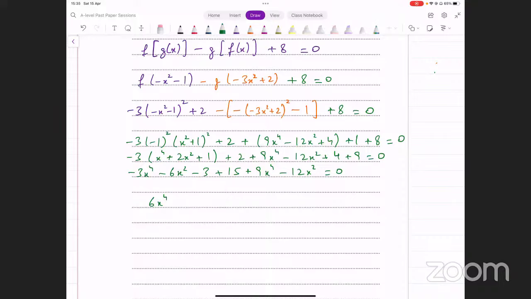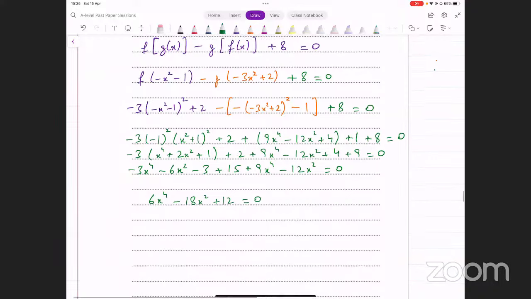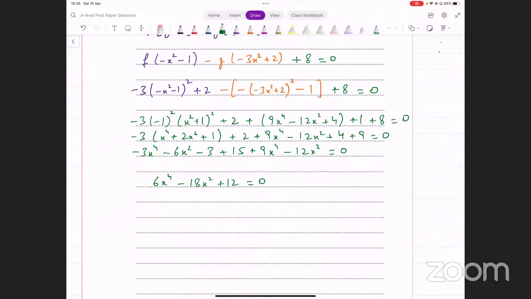और फिर x square वाली terms देख लें कौन सी हैं? -6x square and minus 12x square. That gives us -18x square. The constants are -3 and 15. That gives you +12 equals 0. We can simplify this पूरी equation को 6 से divide कर दें. And that gives you x raised to power 4 minus 3x squared plus 2 equals 0.